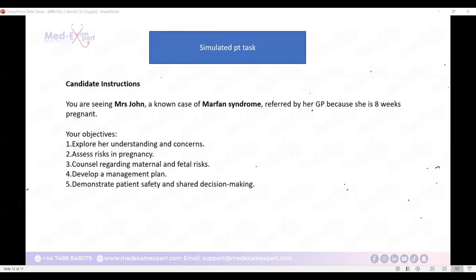Your concern is valid, and I will address your concern soon. But before, I would like to ask you several questions to know you better, and then I will explain your condition, how pregnancy influences your disease, and how the disease influences your pregnancy. And then I will give you a patient information leaflet and write back to your GP. How does it sound? Yeah, that sounds good.